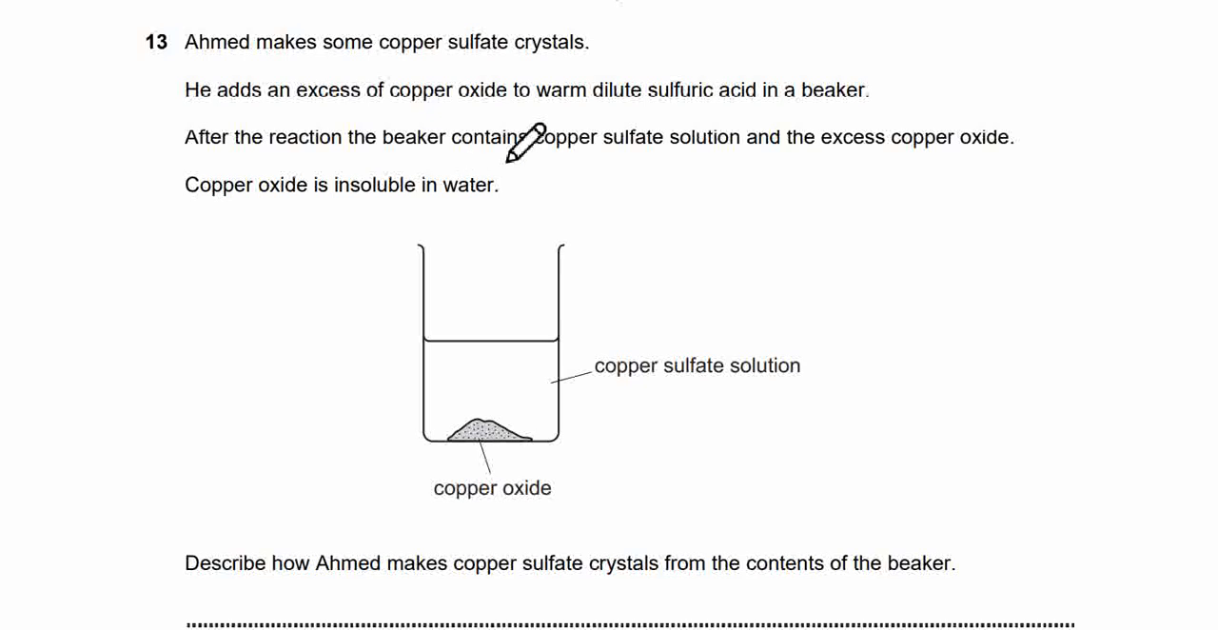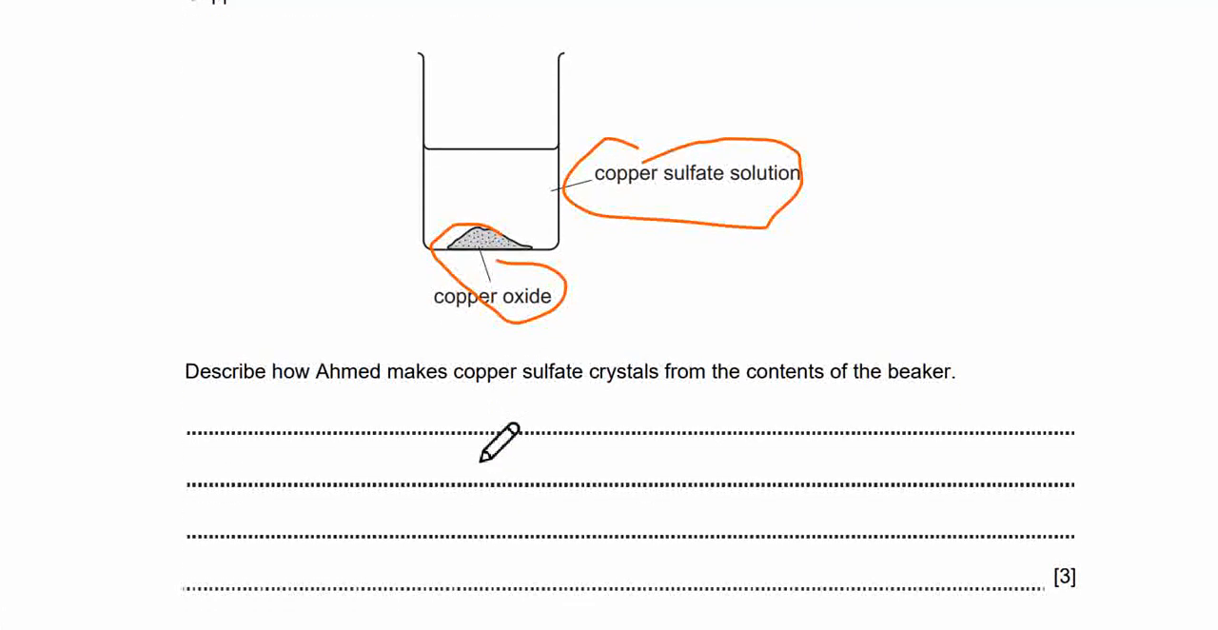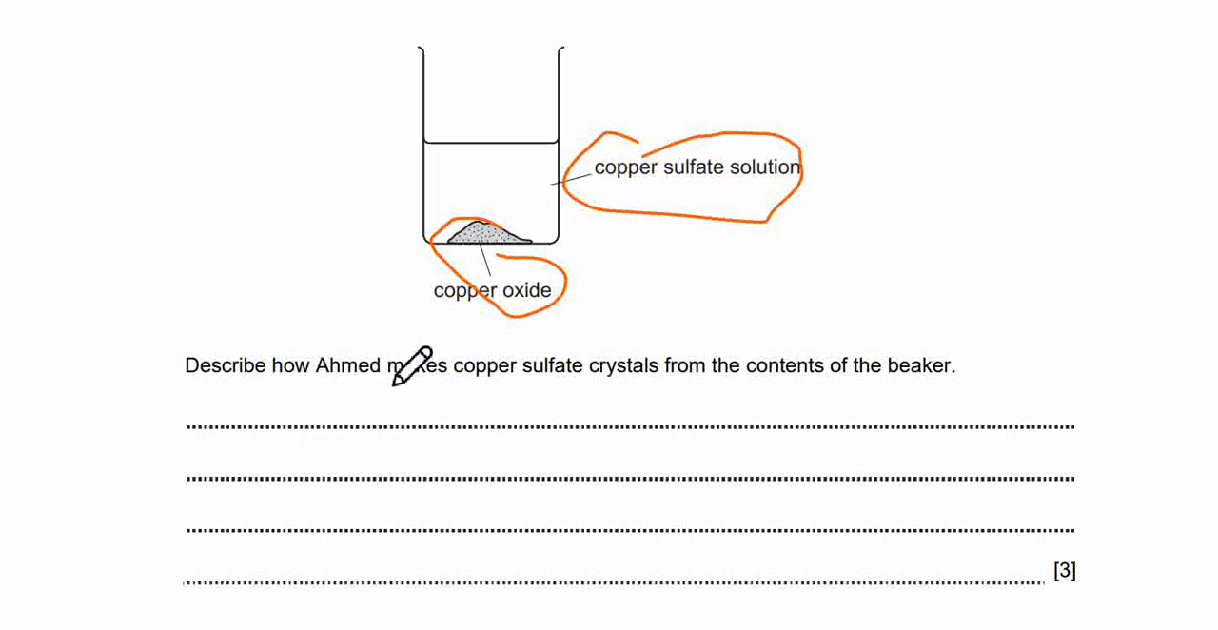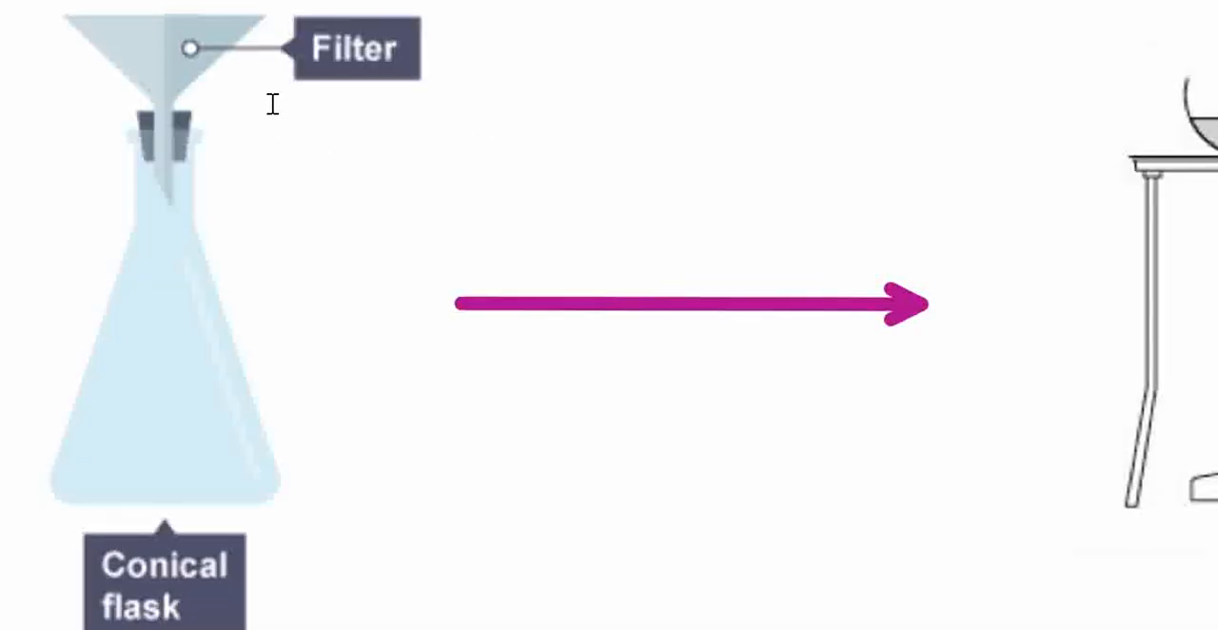After the reaction, the beaker contains copper sulfate solution and the excess of copper oxide. Copper oxide is insoluble in water. Describe how Ahmed makes copper sulfate crystals from the content of the beaker. So it has the mixture of copper sulfate solution and copper oxide. First, the solid needs to be separated from the solution. Since it is insoluble, we can use filtration. So first we do filtration to separate the solid from the solution.